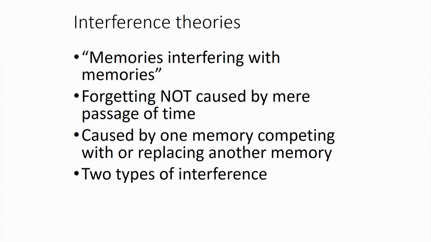Then you have the interference theories, and what does the interference theory say? Memories interfering with other memories is the reason for forgetting. Why do we forget? We forget because one kind of memory interferes with another kind of memory. We looked at what interference is and how it happens. If two fairly similar items are brought together in close proximity to each other, one will interfere with the other, or one will compete with the other.